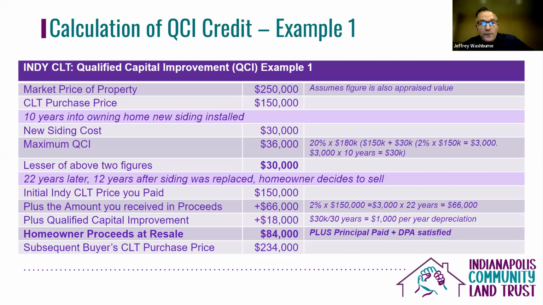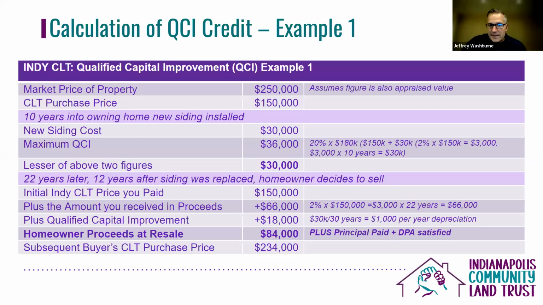But let's say 12 years after the siding was replaced, I've lived in the home now 22 years. I'm deciding to sell the home. So what that means for me is that I am going to receive 2% of the $150,000, which is $3,000 a year for 22 years, which is $66,000. So if I sell 22 years later, I'm going to get $66,000, plus I've used up a portion of the life of the siding that I put on the property, right?